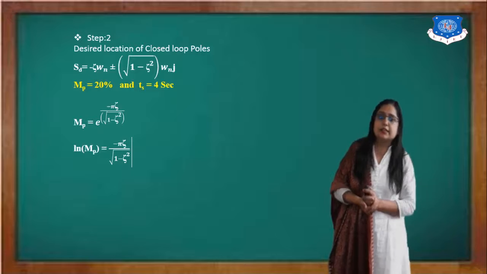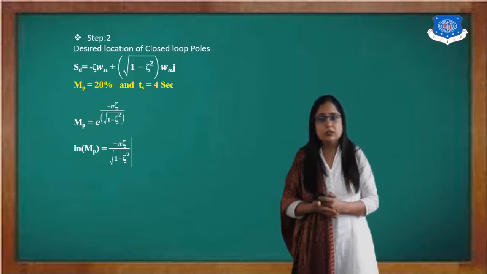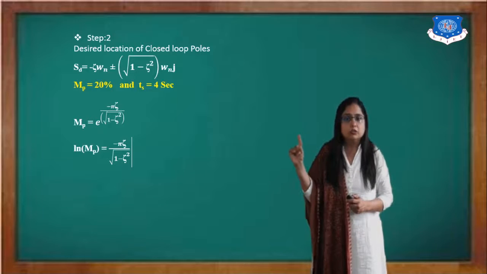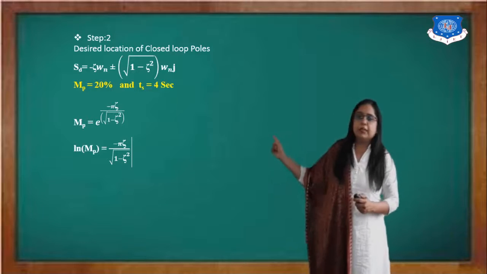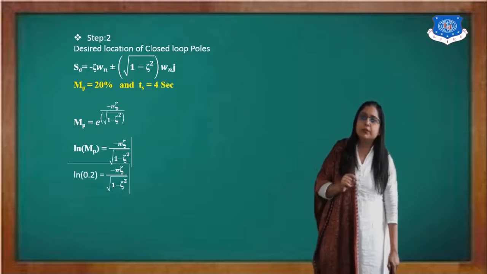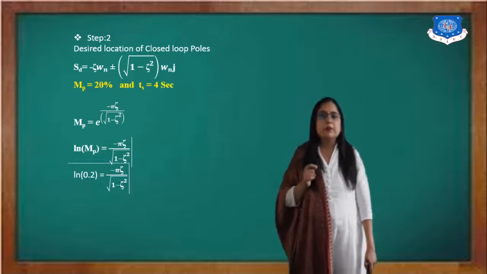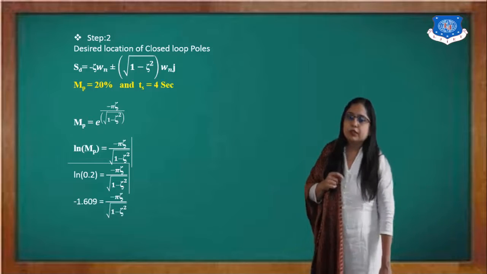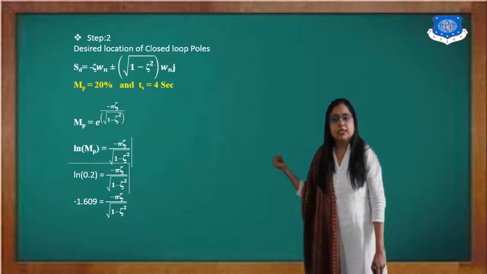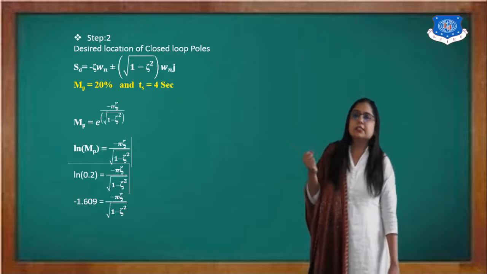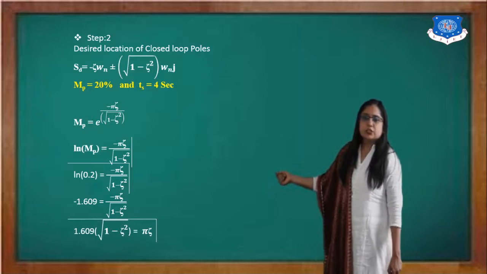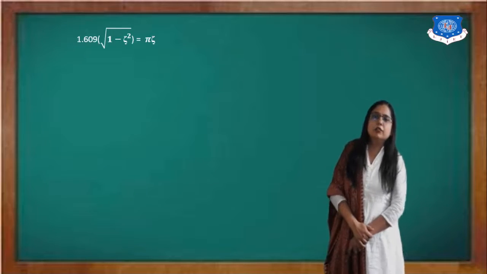If the base is 10, then definitely we will take log. Here the base is e, that's why you have to take ln, not log. So ln Mp equals minus pi zeta under root of 1 minus zeta square. Now substitute the value of Mp, that is 0.2. If you find ln 0.2, the answer is minus 1.609.